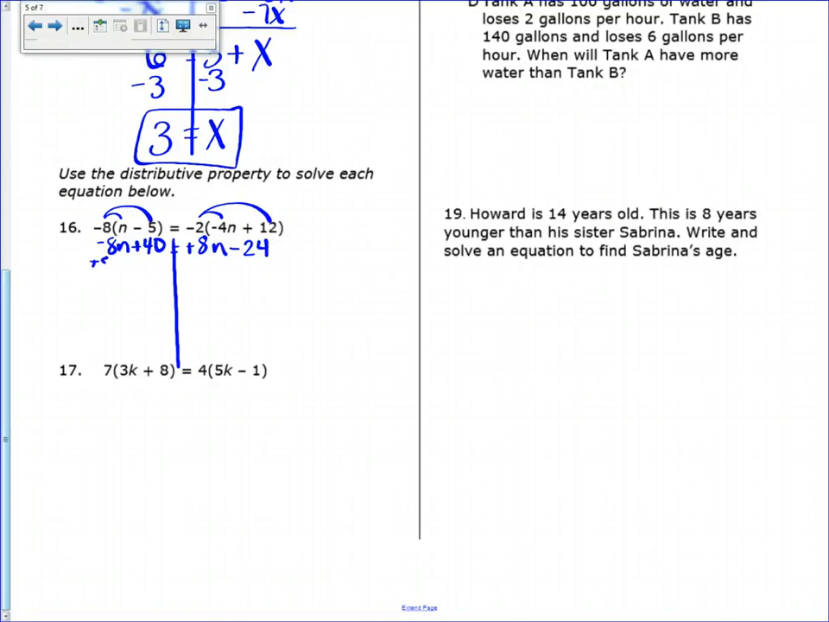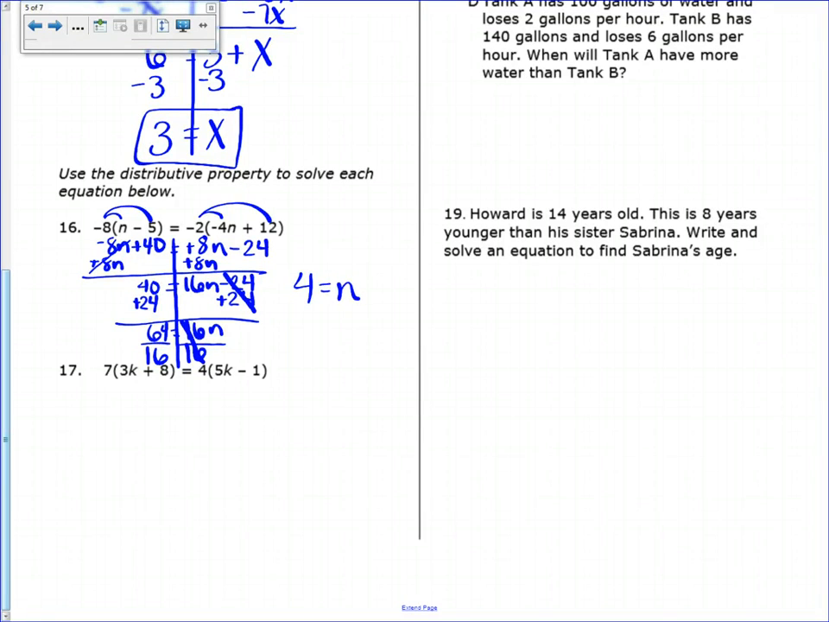I'm going to add 8n to both sides. We get 40 equals 16n minus 24. Add 24. 40 plus 24 is 64 equals 16n. And our last step is then to divide. To get n by itself, 64 divided by 16 is 4.